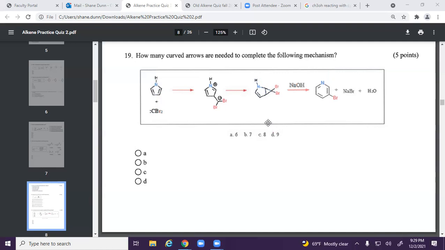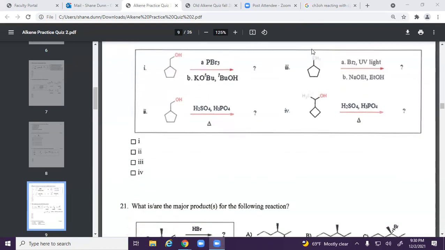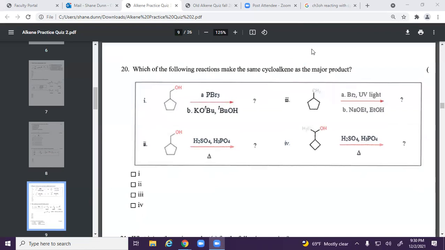So it probably won't be there. Yeah. When he doesn't draw arrows, it's either too simple or it's too complicated for him to care about. Most likely it's too complicated for him to care about because I can understand it. Okay. Those following reactions make the same major product. So.